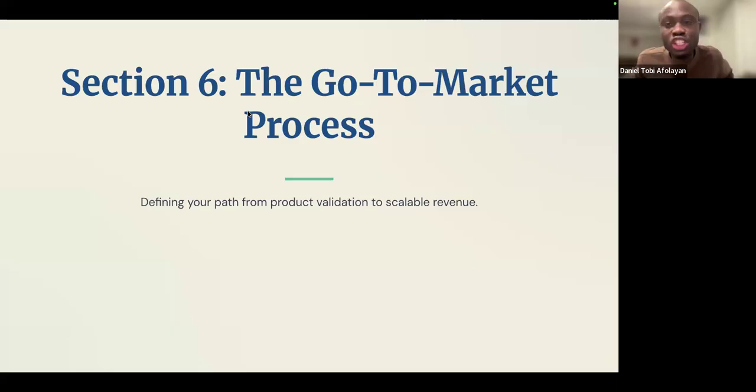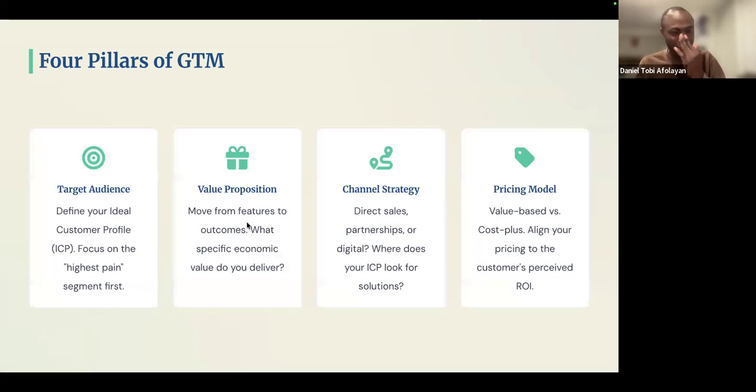And there is something we call GTM in marketing, go to market, especially for those who have products, right? As I'm still waiting for others to share who their customers are, how do you define your path from product validation to getting revenue, because at the end of the day, we want to get revenue, right? The four pillars of GTM: the first is, who is your ideal customer profile, your ICP? Focus on the highest pain segment, the ones whose biggest pain you are solving.